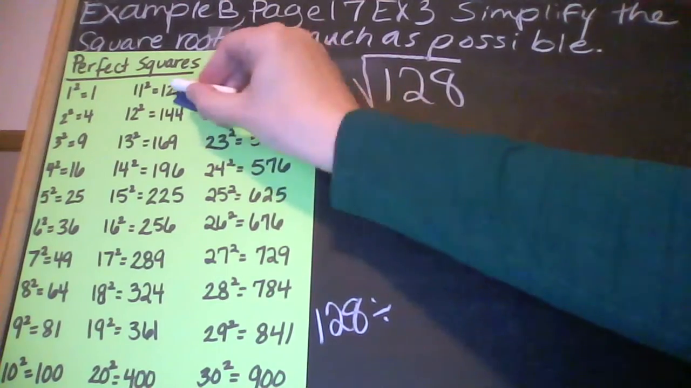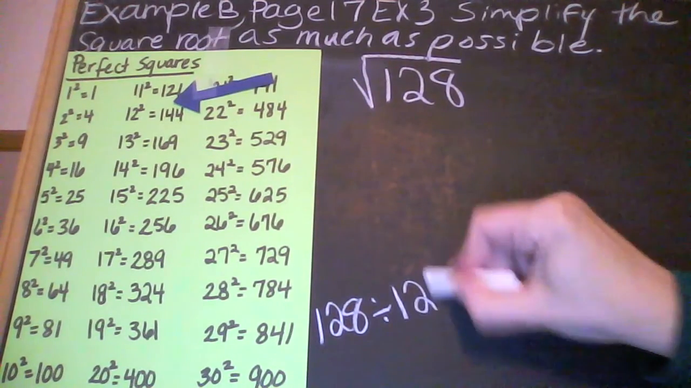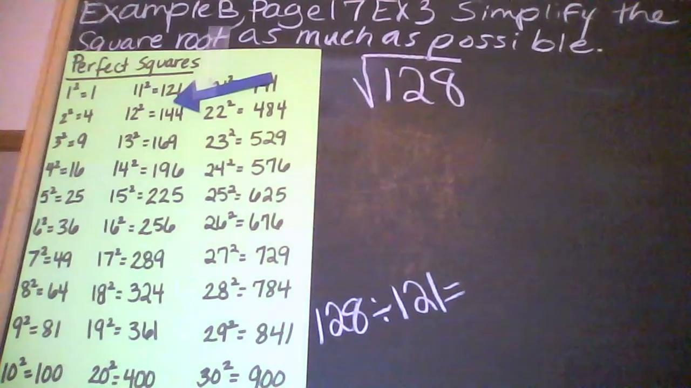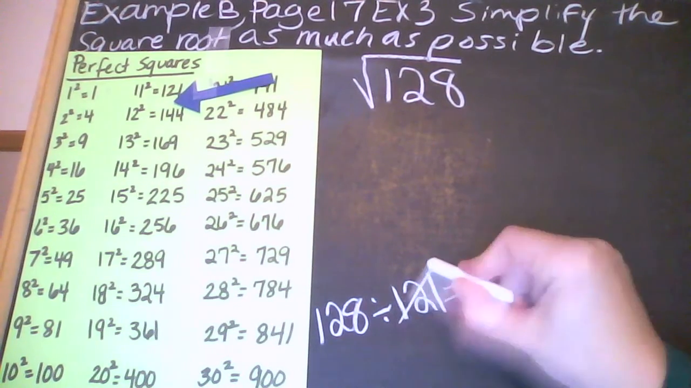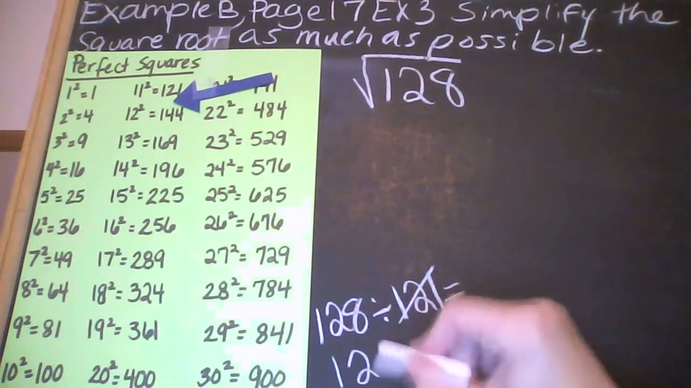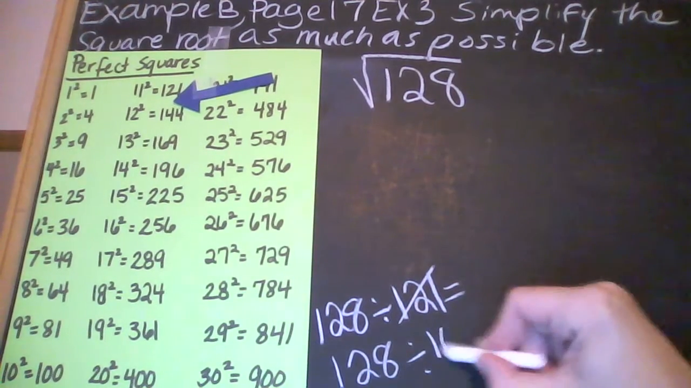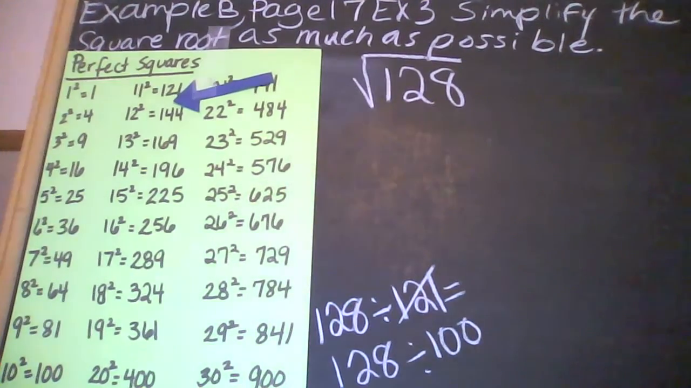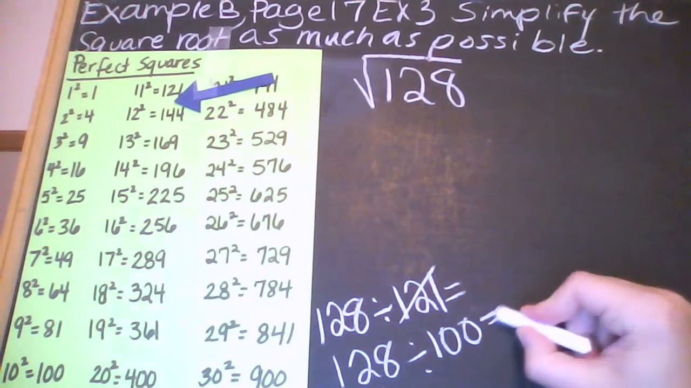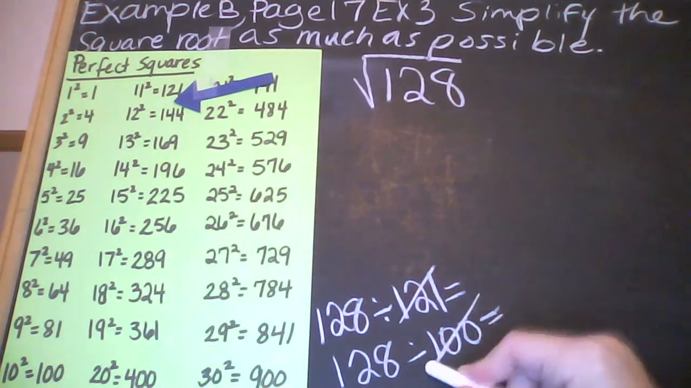I'm going to start with the biggest, 121. When I divide this, I do not get a whole number. 121 is not a factor of 128, so that one does not work. So then I'm going to check 100. Again, if you divide 128 divided by 100, it is not going to be a whole number when you do this division, so it does not go into 128.